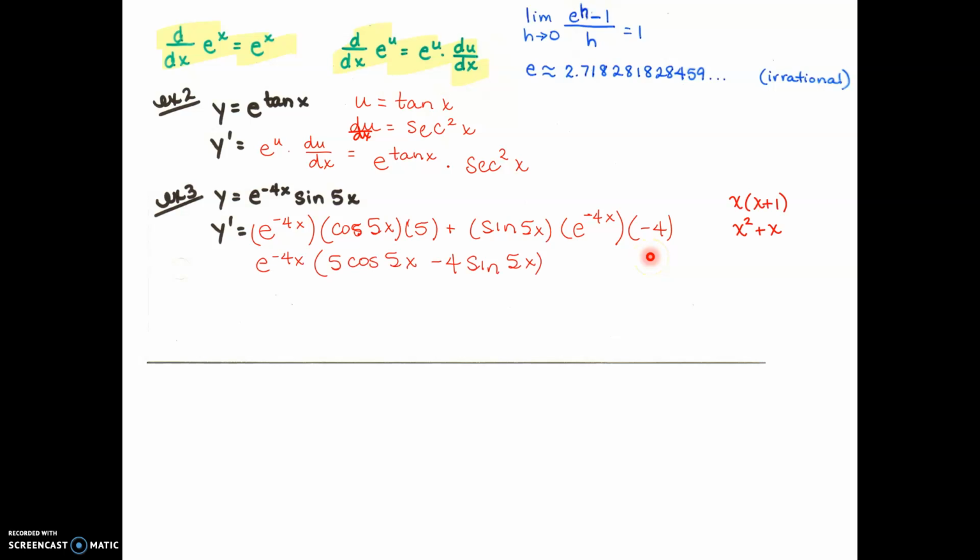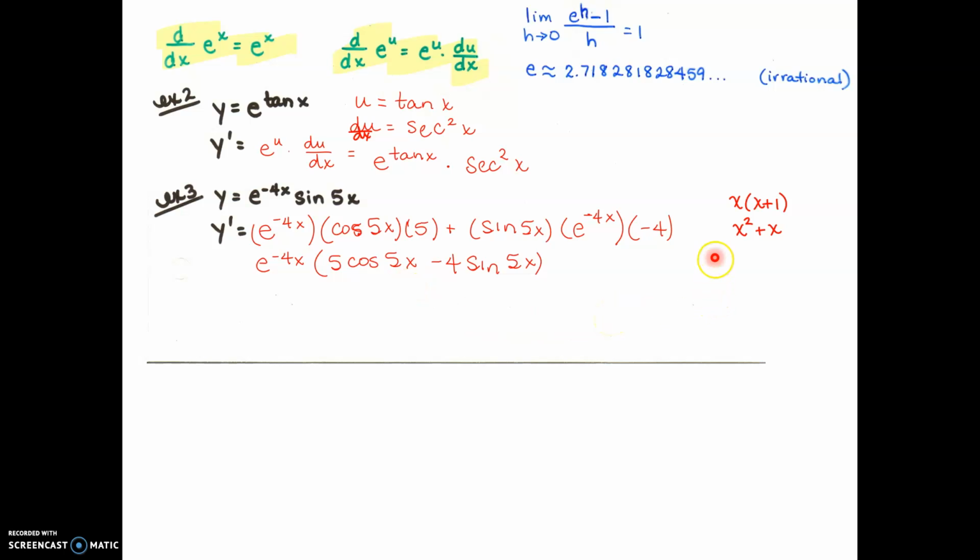All right, so we could clean that up a little bit. I would put the 5 out in front and put the negative 4 in front here. I could leave it that way, or because they both have an e to the negative 4x in them, I could factor out that greatest common factor of e to the negative 4x, and then that would just leave me 5 cosine 5x minus 4 sine 5x.